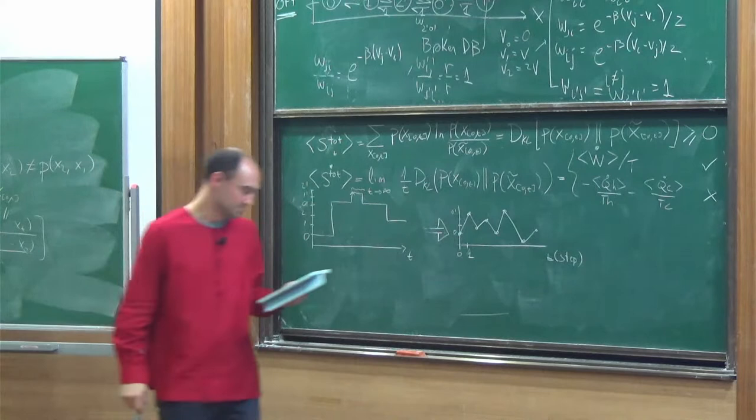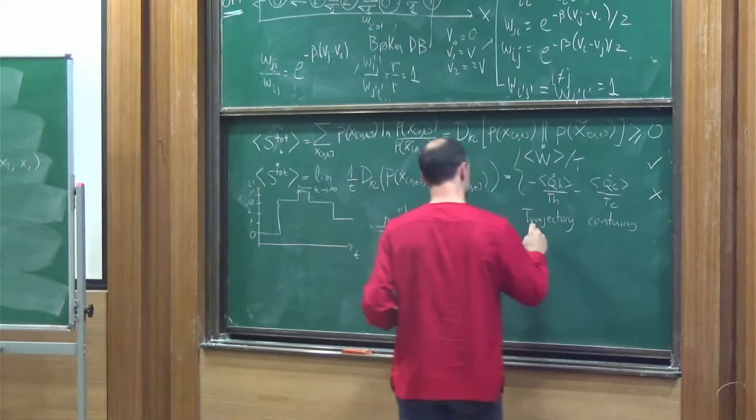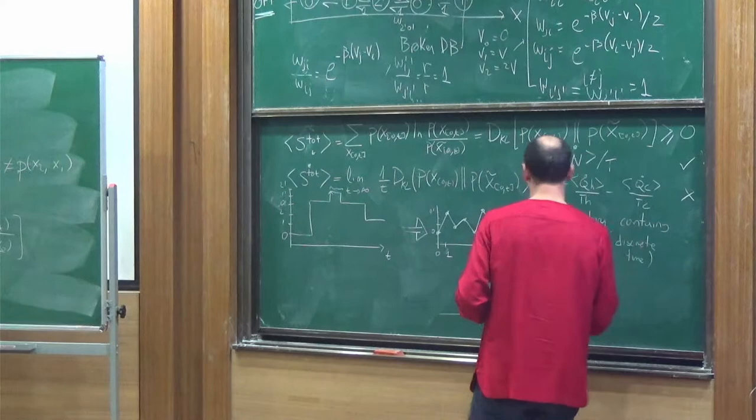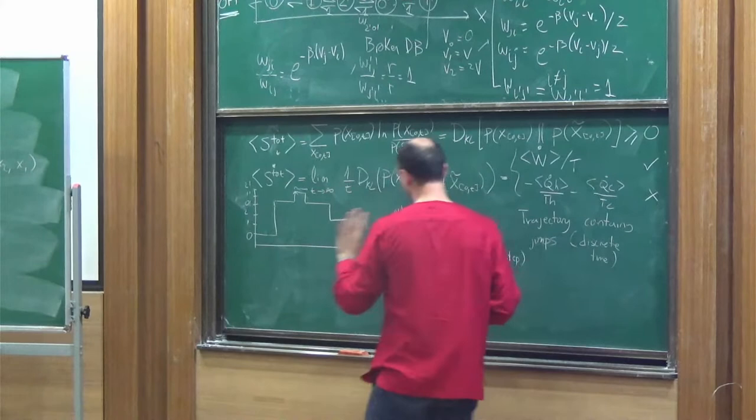So typically, I would call this thing a trajectory containing jumps. So this is actually in discrete time, because the number of jumps is discrete. So after the first jump, n equals 1, after the fourth jump, n equals 4, so very, very simple. There will not be the dwell, so I will ignore the dwell times for simplicity.